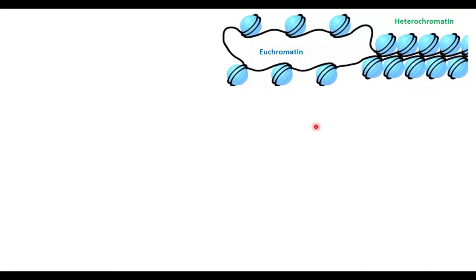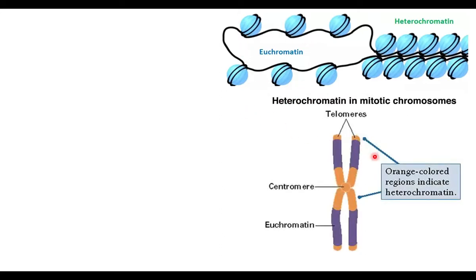Inside the nucleus, the chromatin has 2 regions. They are euchromatin and heterochromatin. In heterochromatin region, the area is thick and highly stained. Euchromatin regions are thin and lightly stained. Euchromatin is involved in transcription. What is transcription? DNA is copied into mRNA. The heterochromatin is found in telomeres, that is the end of the chromosomes, and the centromere region of the chromosome.